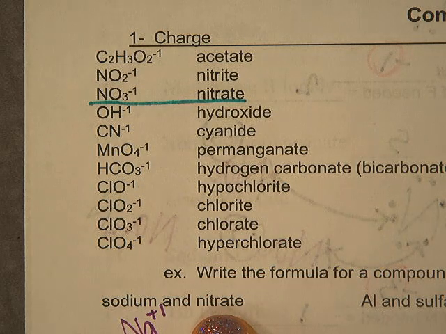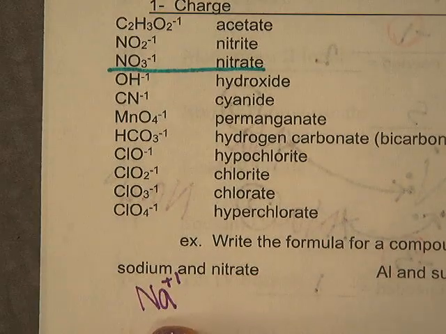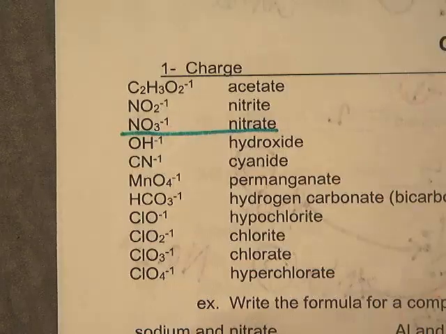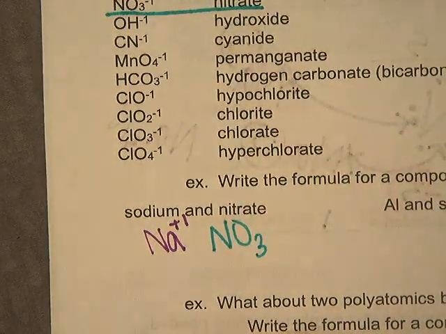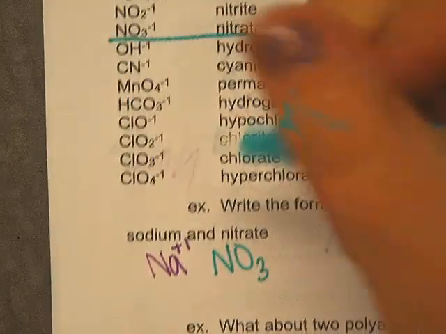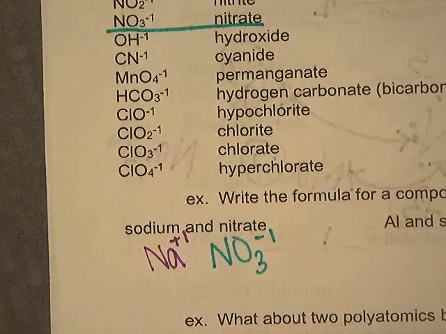And so my formula, instead of saying just an element name, is going to say NO, so capital N, capital O, for nitrogen and oxygen, and then a 3 at the end as my subscript. That is the formula for nitrate, and then the oxidation number is given to you right on the ion itself, so it has a -1 charge.